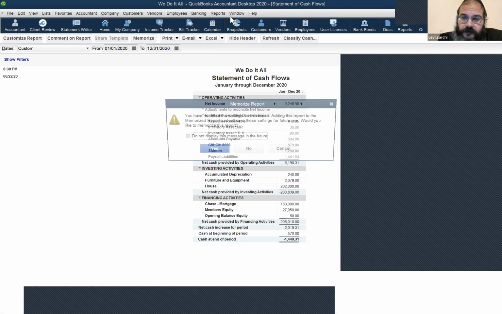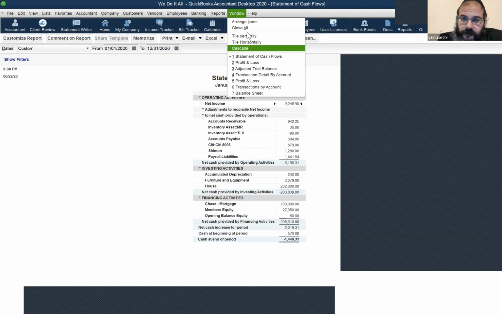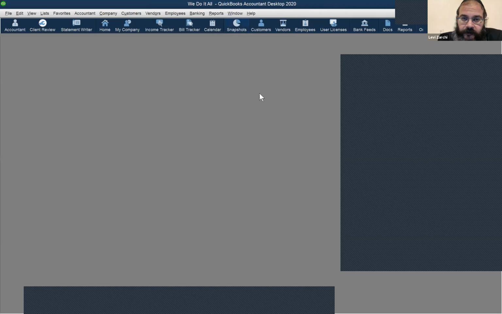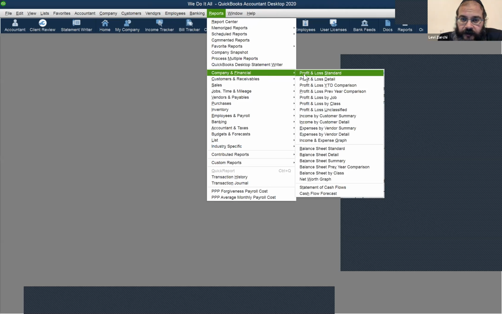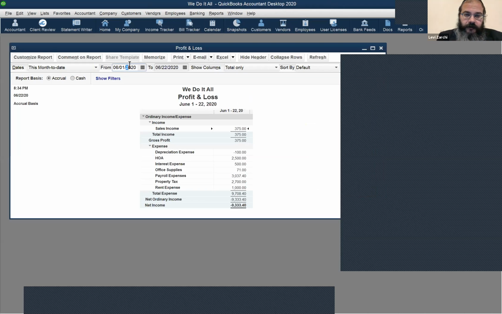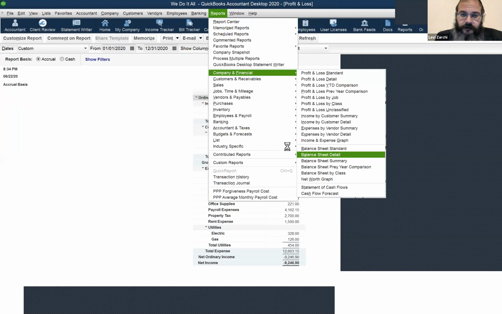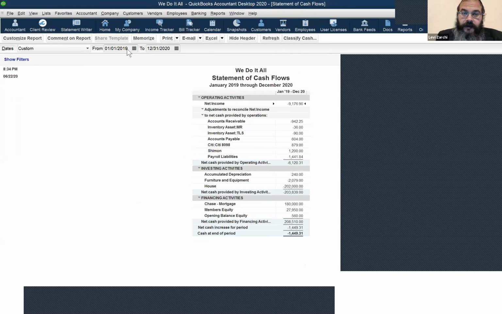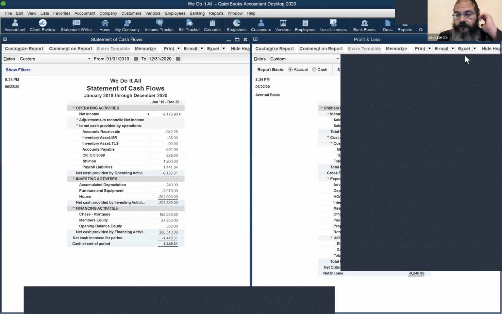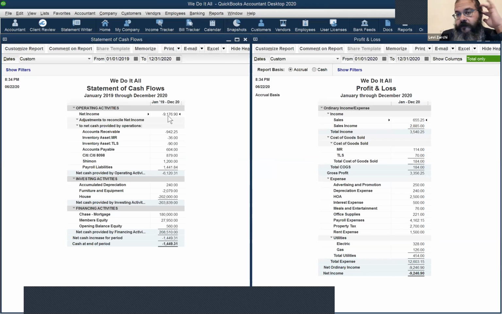Okay, cancel. So now my statement of cash flows. Let's close a few more windows. It keeps multiple copies of the same window. So now I'm going to create a report of P&L, again for year, and a report for statement of cash flows, also for the year. The general way of arranging the windows is to tile vertically, which will be side by side. Vertical is side by side, and you can see your statement of cash flows next to your profit and loss.